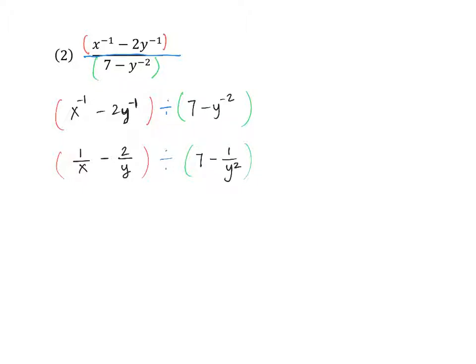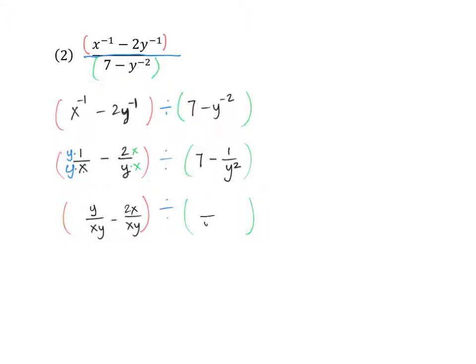Next step is to get common denominators and simplify in our parentheses so that we have just single fractions in there. I have an x and a y in my denominator, so the common denominator will contain both of those, so it's going to be xy. Here I have an x, so I need to multiply by y in the numerator and denominator. This one has the y, so I just need to multiply by x in the denominator and numerator. That gives me y over xy minus 2x over xy.